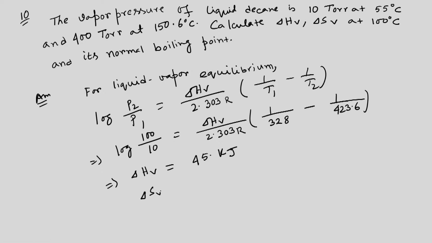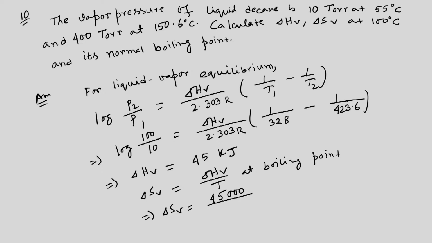and delta SV is nothing but delta HV by T at boiling point. So, we get delta SV equals 45 by temperature, which is 100 degrees Celsius, so 373. This is joule per Kelvin. So, we get 120.67 joule per Kelvin. This is a very simple problem.